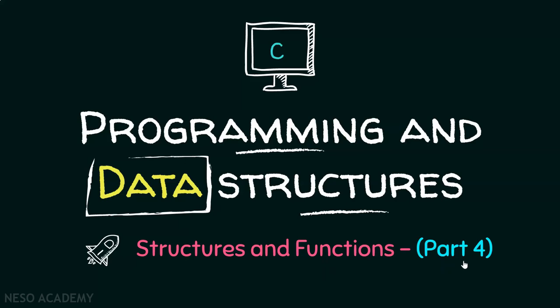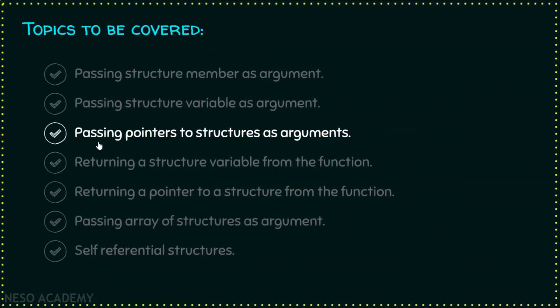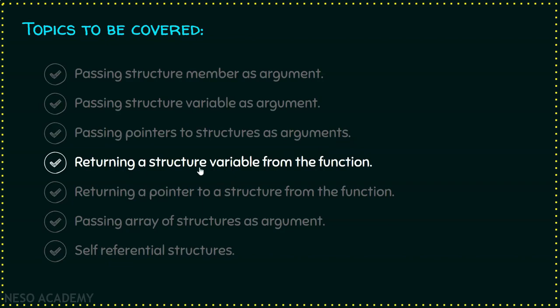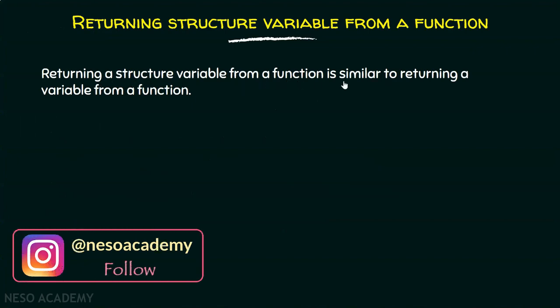Let's discuss part 4 of structures and functions. In the previous presentation, we have discussed how to pass pointer to structure as argument. Now in this presentation, we will learn how to return a structure variable from the function. So let's get started. Returning a structure variable from a function is similar to returning a variable from a function.